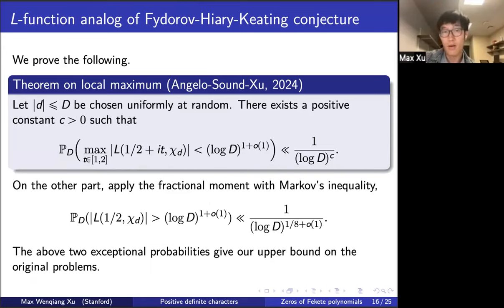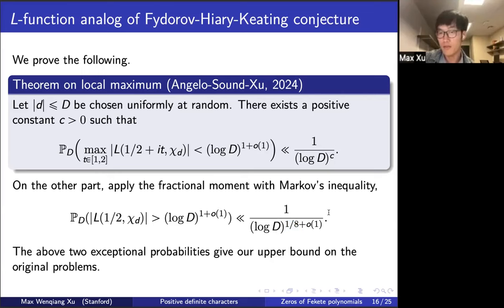Okay, and now I remind you again, on the other side, which is the fractional moment part, you can use Markov's inequality to get that the probability that L half chi D is bigger than this QD is actually very small. This bound is 1 over 8, you see. I mentioned at the very beginning of my talk that there's some limitation of our method, because using this method, you can never beat 1/8 because of this. And this constant C is some reasonable constant.